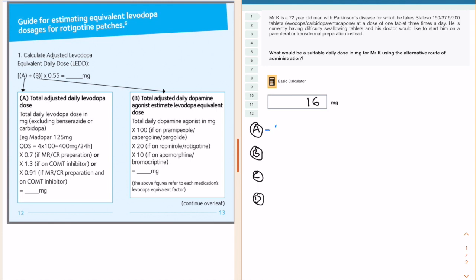Stage A: we calculate the total levodopa dose that the patient's taking a day. Stage B: we do the calculation for the dopamine total daily dose per day. Stage C: we add A and B together and multiply by 0.55. Stage D: we take our answer from stage C and divide it by 20 to get the amount of milligrams that the patient's going to need in a 24-hour window.